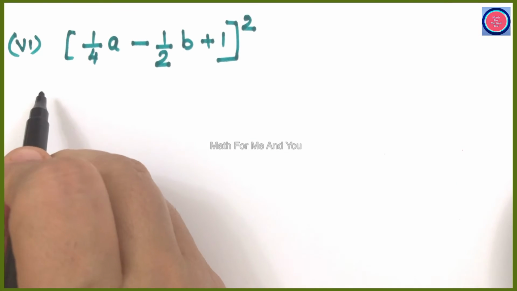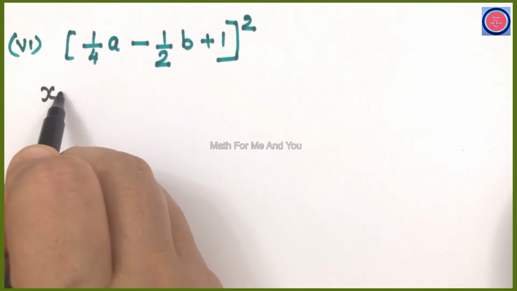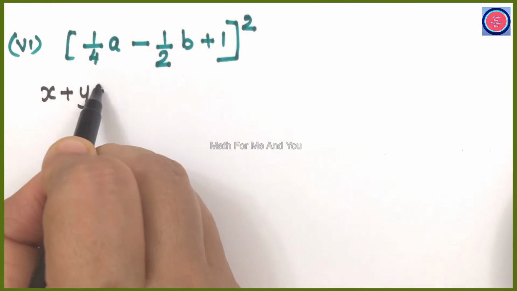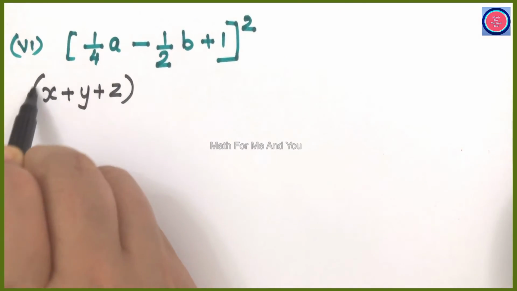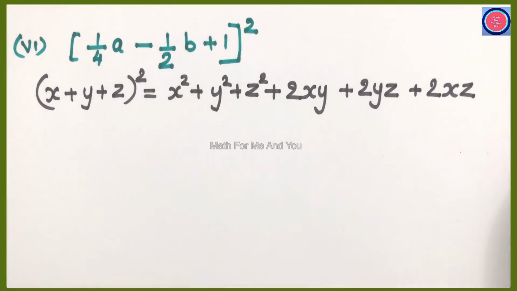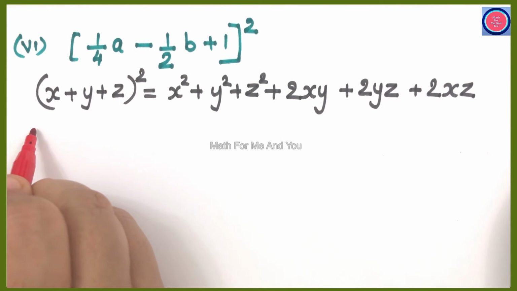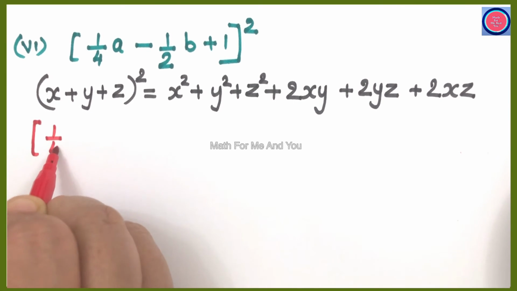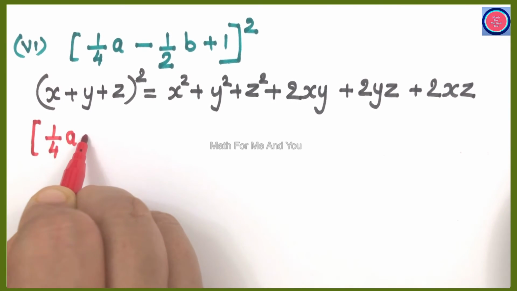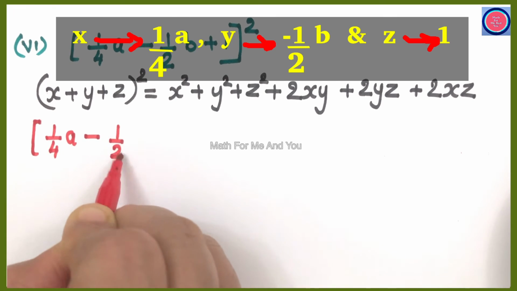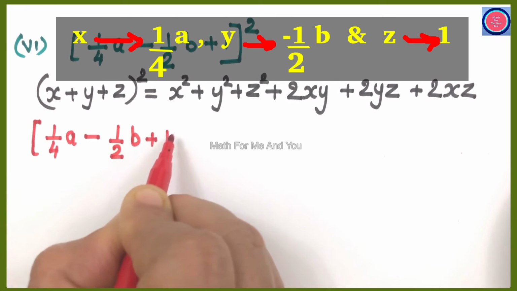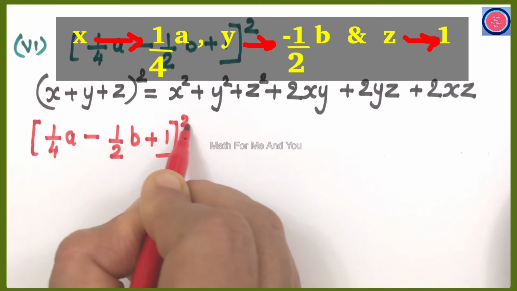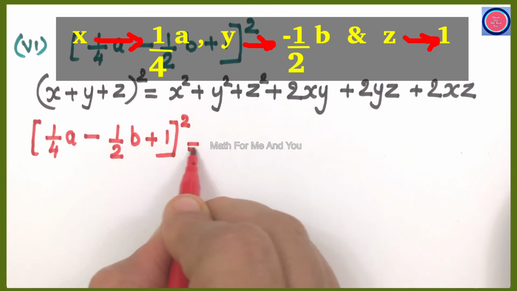Last question is 1 by 4a minus 1 by 2b plus 1 the whole square. Here also we will start with the identity x plus y plus z the whole square is equal to x square plus y square plus z square plus 2xy plus 2yz plus 2zx. Now we will write the given question below this. X we have to change with 1 by 4a, y we will change with minus 1 by 2b, and z we will replace with 1.